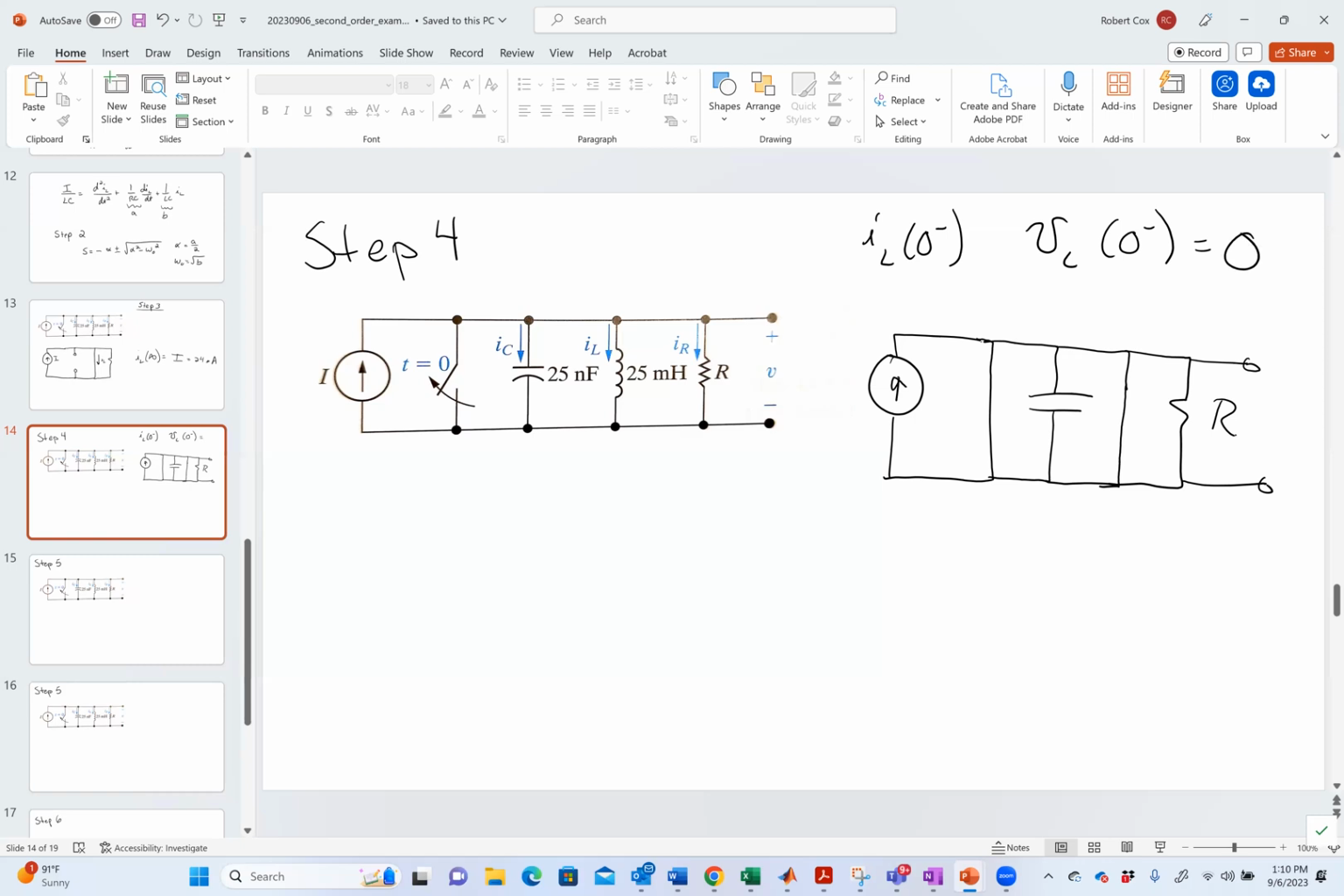One thing we can tell for sure is what's V sub C of 0 minus? 0. All right. Why do I know that? I got a short circuit. All right. I definitely got that situation going on for me.